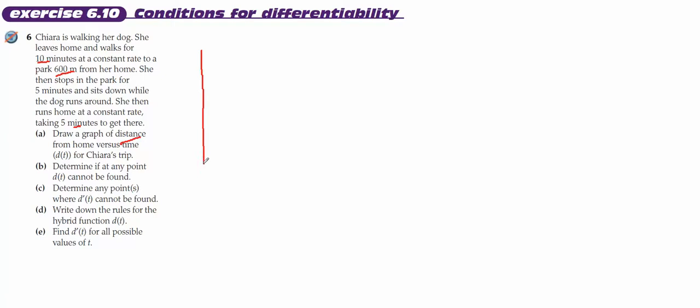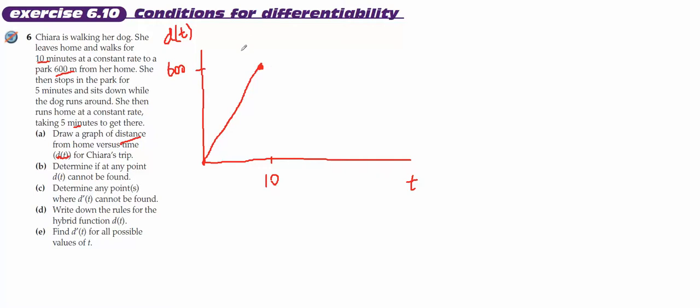So this is going to be t. This is going to be the distance with respect to t. I'm going to call it that because they told me to. So I know that after 10 minutes she is 600 metres from home, and she started at home and she walked at a constant rate. So that's going to be a straight line like that, where that's going to be 10 and 600.